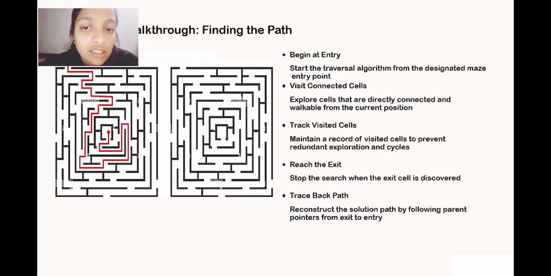And here is a simple walkthrough of the path finding algorithm. We begin at the entry and visit the connected cells, and we maintain a record of the visited cells to prevent cycles or infinite loops. If a dead end is found, we back traverse to another path so that the exit will be found.